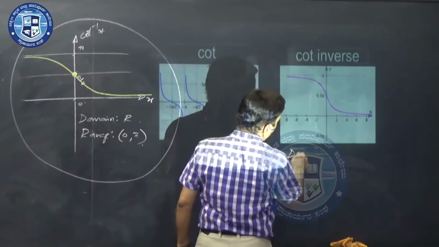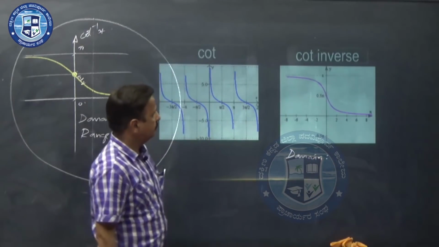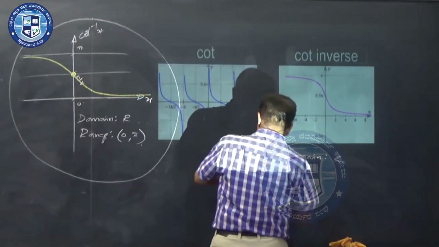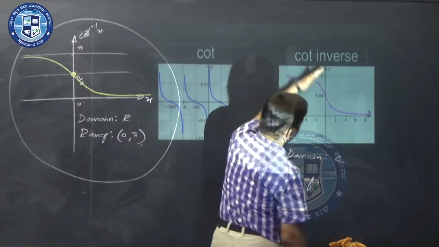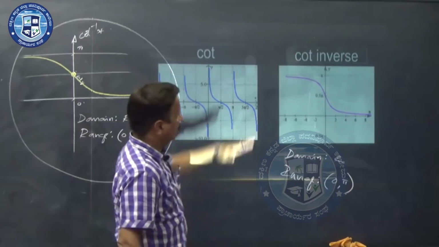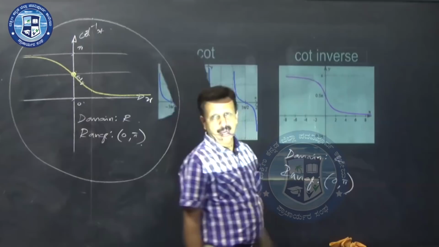You find that the domain is any real value, and the range is any value between 0 and pi, but it cannot take 0 and it cannot take pi.